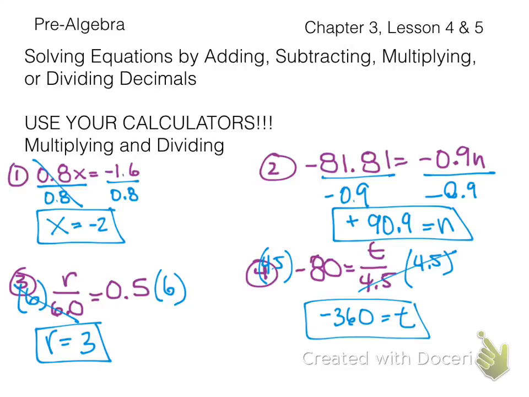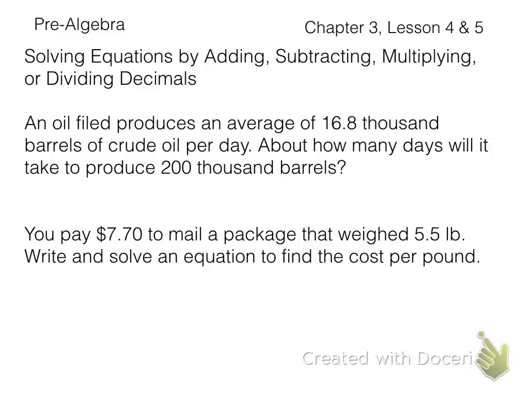All right, I have one more set of word problems for you. So, actually 3 more word problems for you. An oil field, it's supposed to be field, not filed. An oil field produces an average of 16.8 thousand barrels of crude oil per day. About how many days will it take to produce 200,000 barrels?